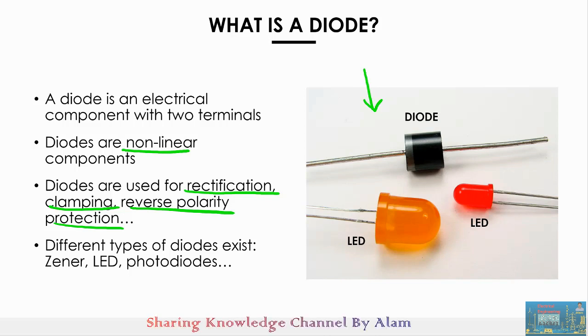For example, we start from classic diodes, like the one on the top in this picture, and then we can have Zener diode, which is another type of diode. Then we have LEDs, which are diodes that are able to emit light, as shown in this picture here, the two at the bottom. We have two LEDs, one orange and one red. In addition to being able to emit light, there are also types of diodes that can be used to detect the presence of light, and those are called photodiodes.